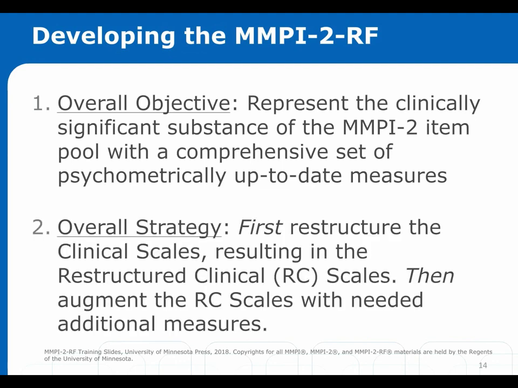The overall strategy for doing this was to first restructure the clinical scales in a manner that addressed the known psychometric limitations of these scales. This goal was accomplished when the restructured clinical scales were published in 2003. Drs. Tellegen and Ben-Porath then wanted to supplement the assessment offered by the RC scales by developing additional measures that would assess other important constructs captured in the MMPI-2 item pool. Developing additional scales that augmented the RC scales was needed to achieve the goal of the restructured form, providing a comprehensive assessment of the test taker's functioning.